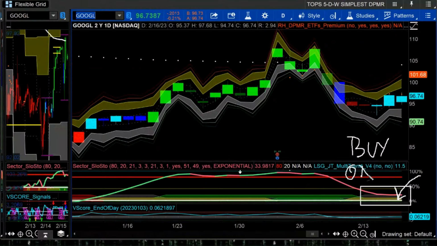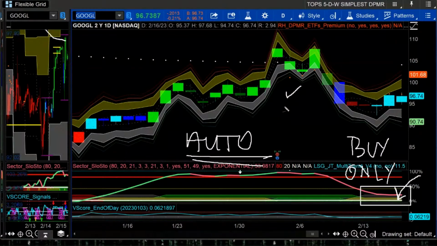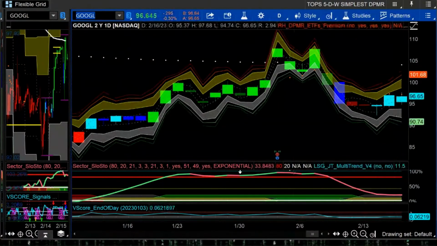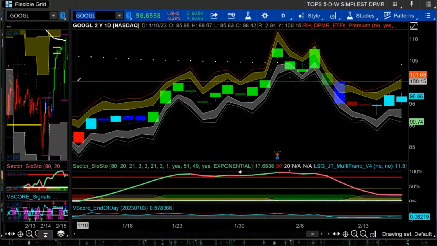There's a sequence to all this, gang. So the zones are automated, right? Once you have the automatic zones, then you just go through the sequence of, what's the structure? What's the stochastic telling me? Am I at support? Am I at resistance? And so this results in a buy only. All right, so I need to get down to the gray area, and it would ideally be a buy. Not there yet though. Not there yet.